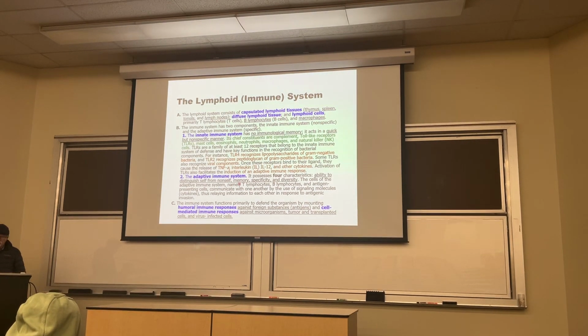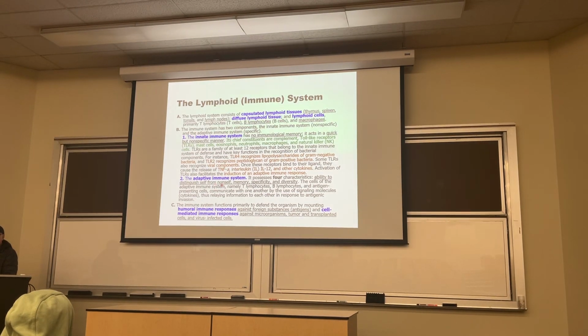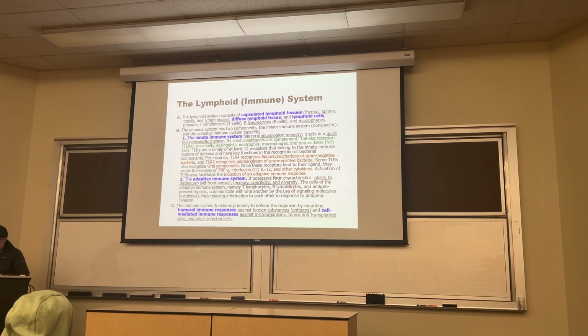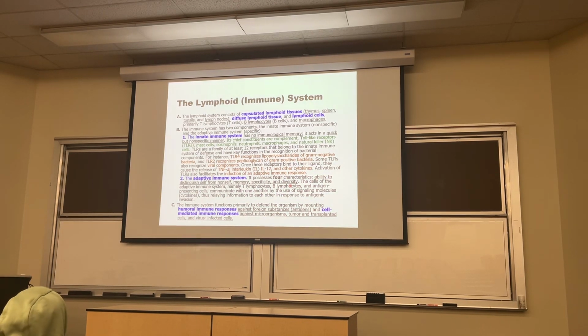The adaptive immune system has 4 characteristics that the innate immune system does not have. Its ability to distinguish self from non-self, its memory, its specificity, and its diversity. All of these are important. And so, although it takes a longer time for the adaptive immune system to formulate its response, the response is larger.